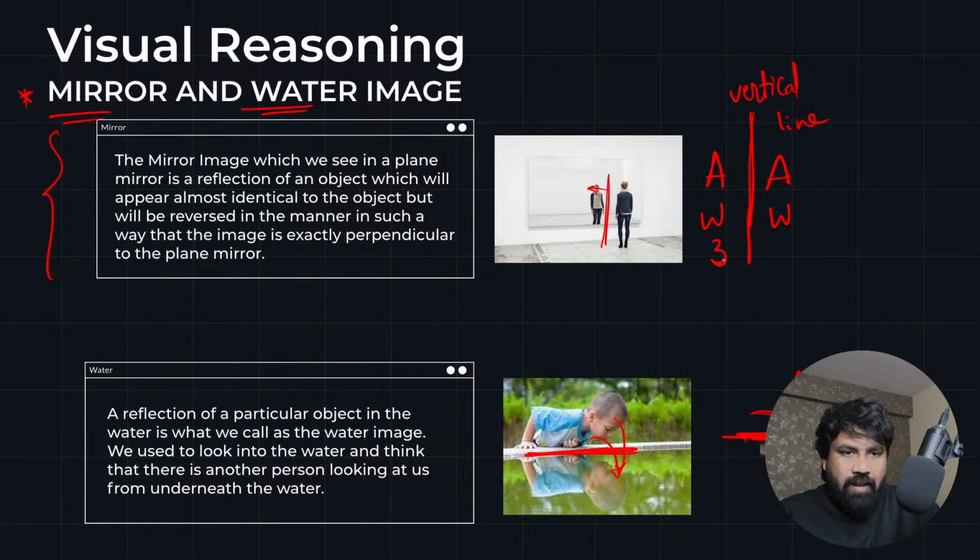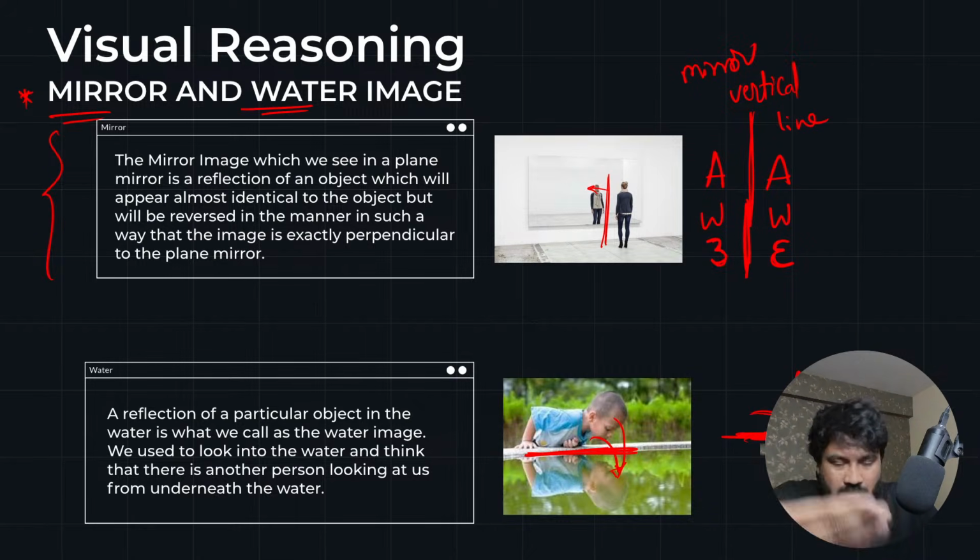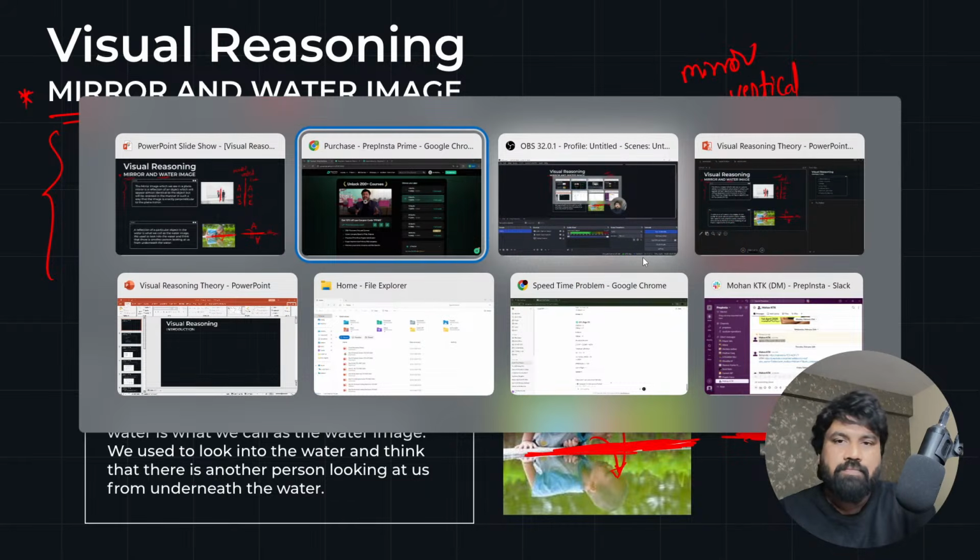For example, 3, if you fold it, it will become like this, right? So it is folding towards the vertical, which is called mirror image. Horizontal line rotation is nothing but water image. So remember this: water means horizontal, mirror means vertical. So you can easily do the problems as well.